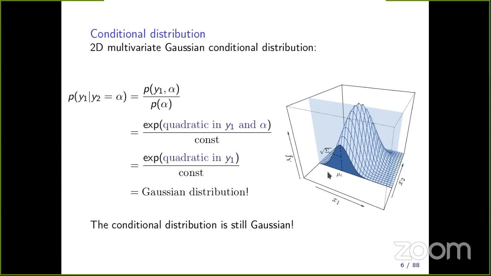Another way to look at it is if we look at the two-dimensional PDF and we fix the variable x2 to the value alpha, the conditional distribution will just be a slice in the PDF. And if we look at these slices, we end up with something that has the bell shape of a Gaussian. So this is still a normal PDF, up to the constraint that it has to be renormalized to integrate to 1. This is why we have the constant in there.